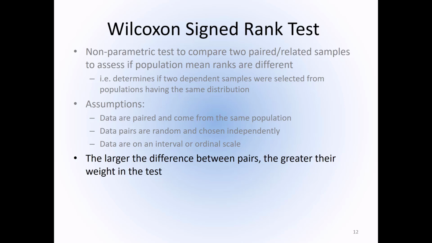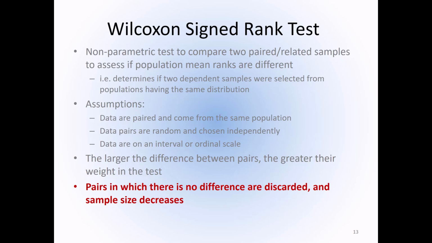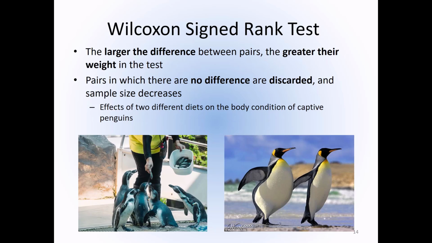Now, this test is based on the premise that there's going to be differences in these data pairs, and the larger the difference, the greater their weight is going to be in the test. And one of the keys for this particular test is that if there's no difference between the data pairs, then they're discarded. And this is going to affect our sample size, which will in turn affect our critical value. So let's look at an example to see how this works, because this is pretty abstract at the moment.